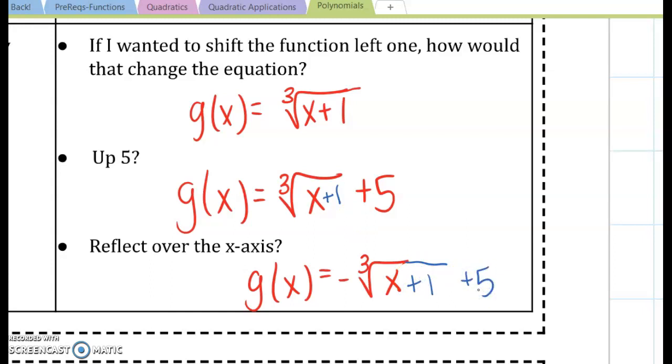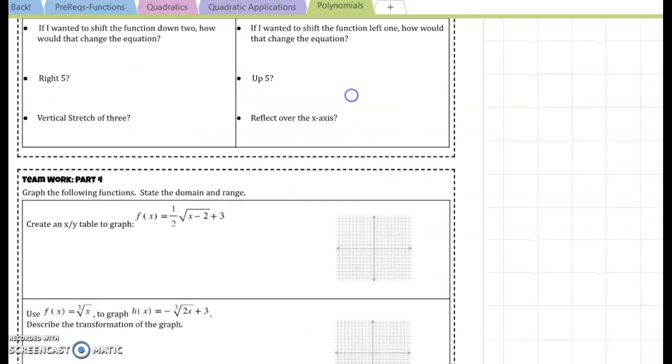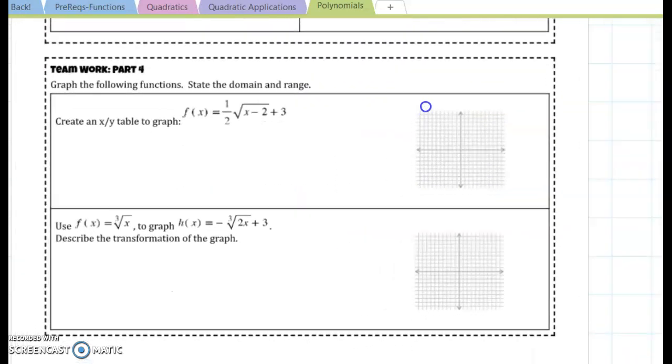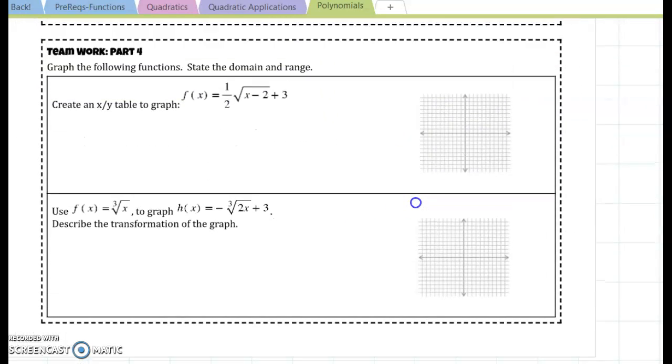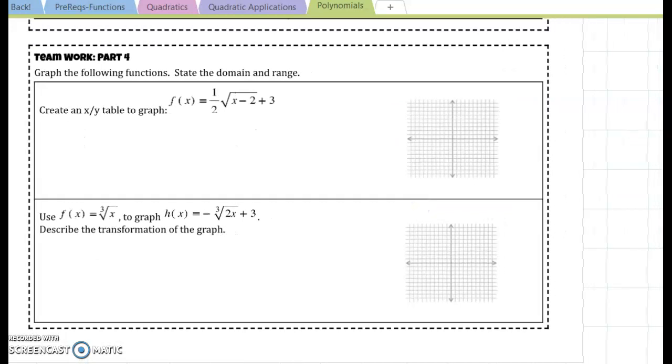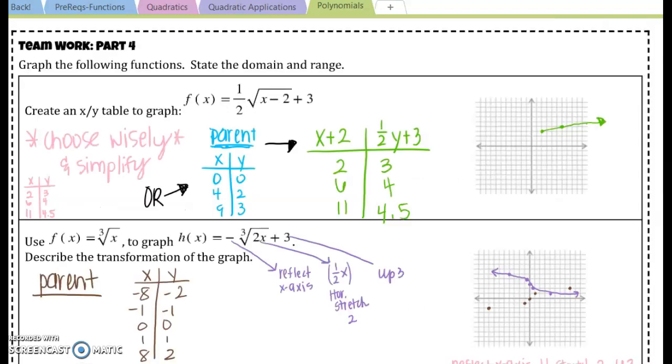Okay, so take a minute and let's go ahead and move on to teamwork part 4. So pause the video and give this one a try. Really try to choose your choice of graphing method, whether it be plugging in or graphing by shifts. So for part 4, if you look at the first one, it says create an XY table to graph this. You'll notice that I have 2 different ways of doing this.